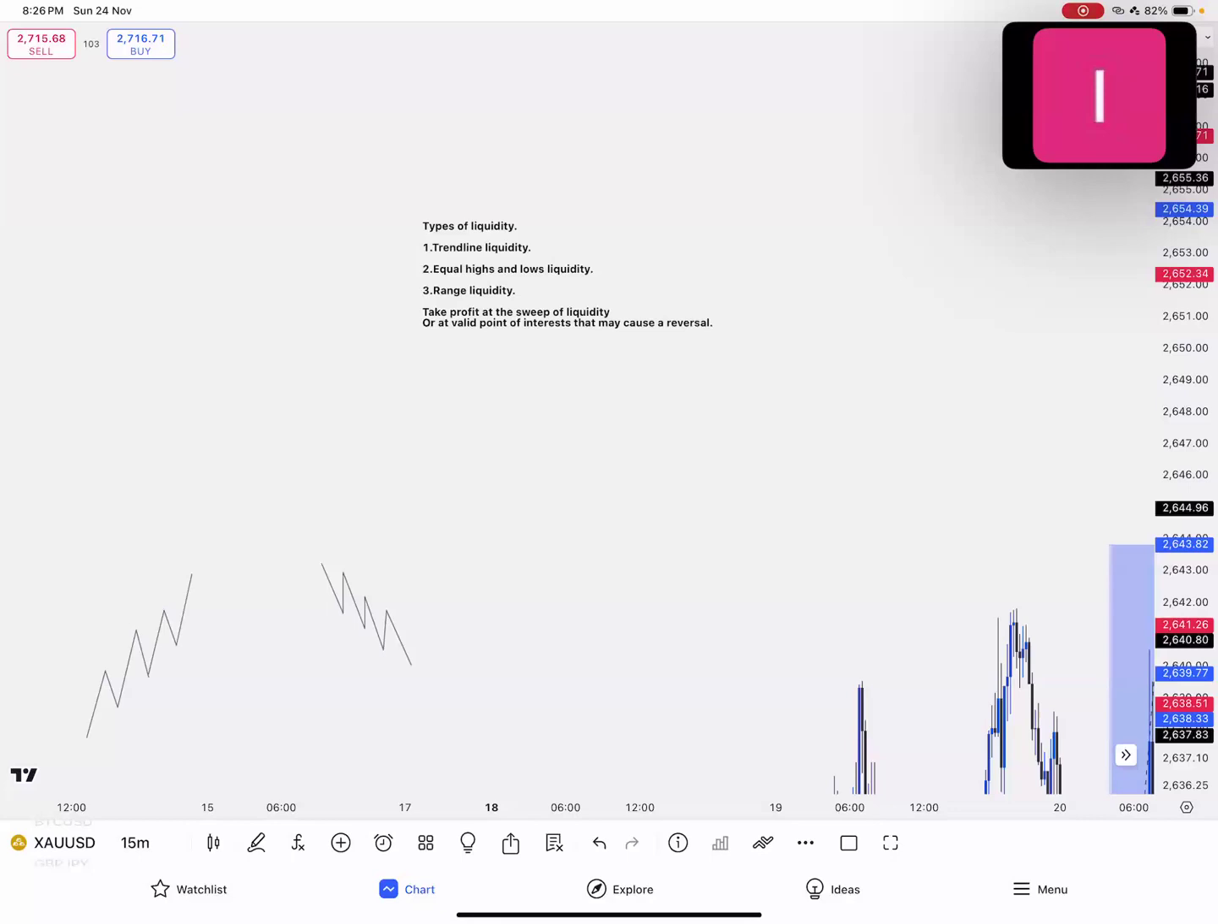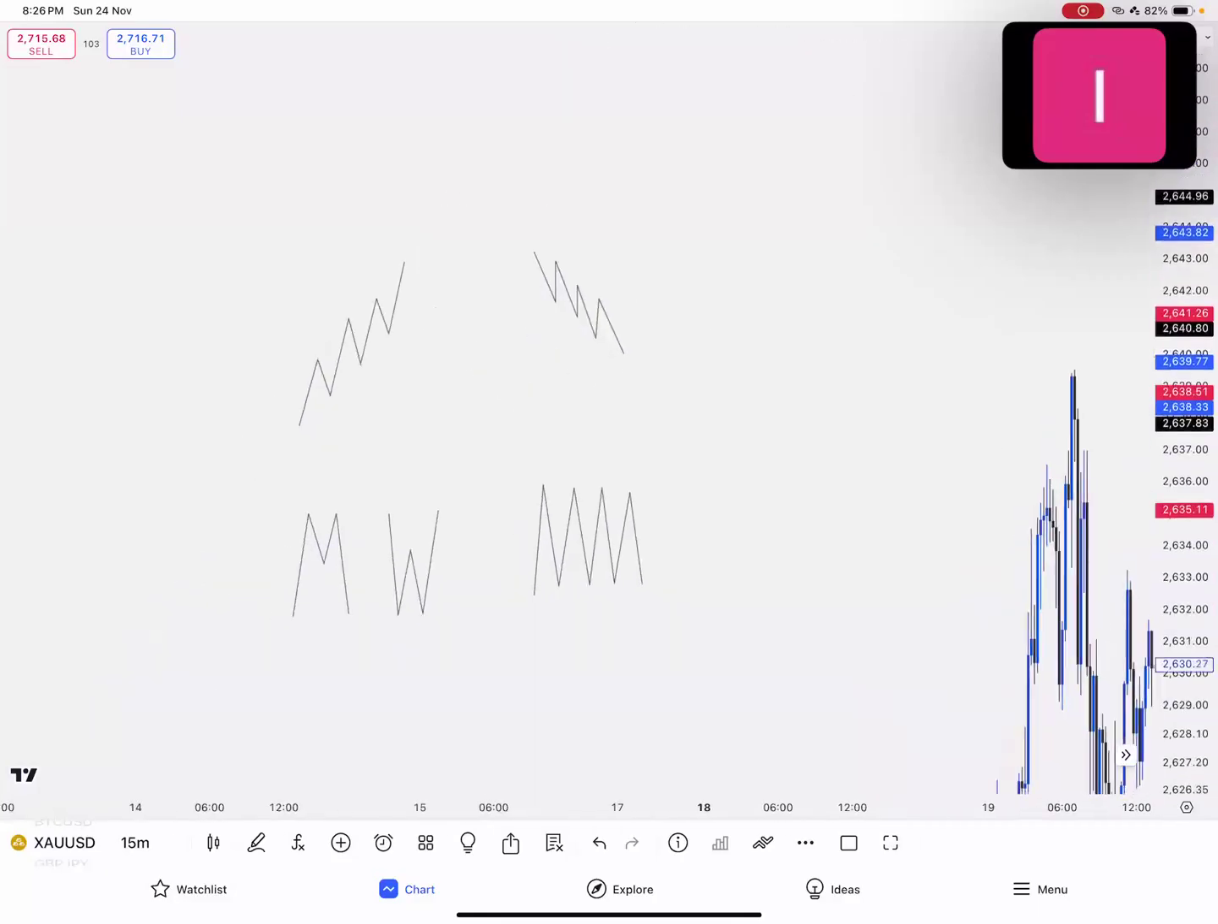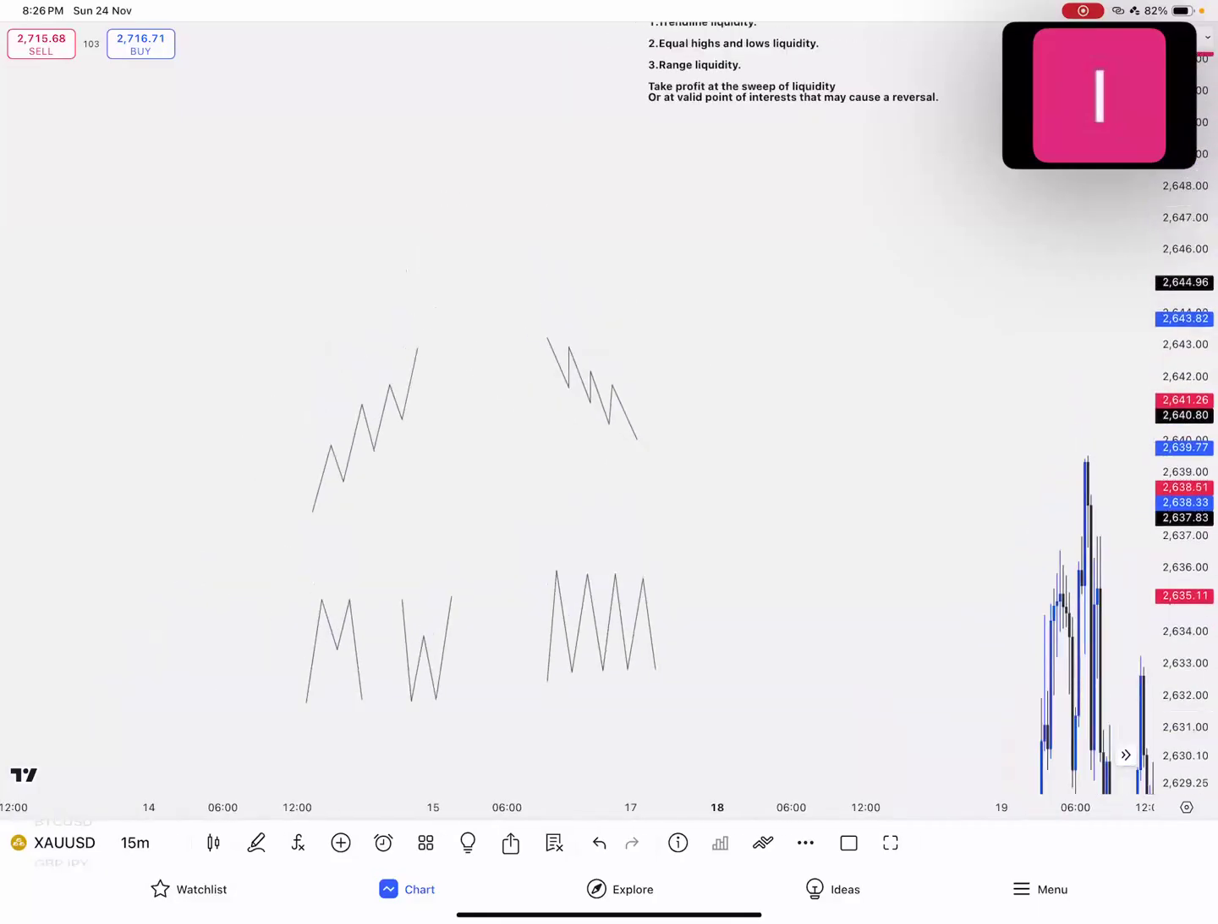Now, that is where it boils down to types of liquidity. So the types of liquidity that we have. First off, we have trend line liquidity. Now remember, with trend lines, we have the uptrend and the downtrend. So in that uptrend and downtrend, we have the trend line liquidity. So what do I mean by trend line liquidity? The market is trending in a particular direction, be it the uptrend or the downtrend.